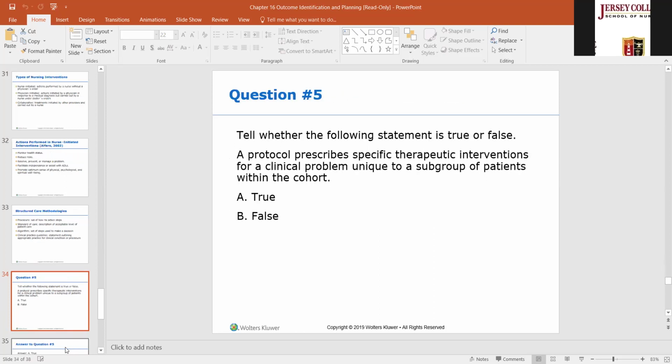Is the following statement true or false? A protocol prescribes a specific therapeutic intervention for a clinical problem unique to a subgroup of patients within the cohort. True. Yeah, that's true. Where do you see protocols at?